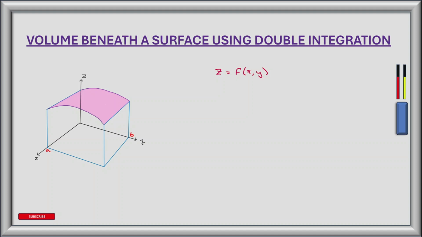I've now marked points A and B on the x and y axis. These points form a rectangular shape in the xy plane. If I extend the lines up to meet the curved surface, as I've done in the diagram, then the volume now enclosed by this and under the curved surface is the volume which we're attempting to find.